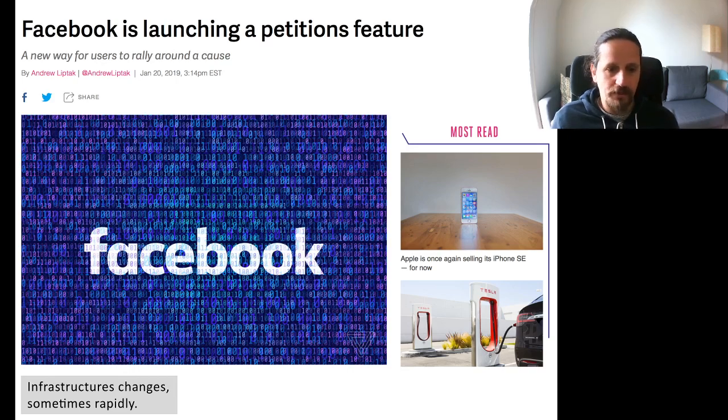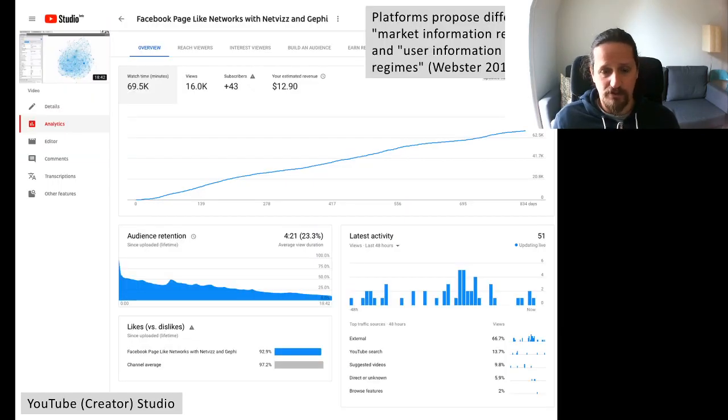And some of that may go in a very different direction. For example, Facebook launching a petition feature. That means they basically add a new action possibility, for a particular kind of practice, like trying to form an audience, creating a petition, trying to influence politics, and so forth. So those infrastructures change, and sometimes very, very quickly, which for analysis is of course really difficult.